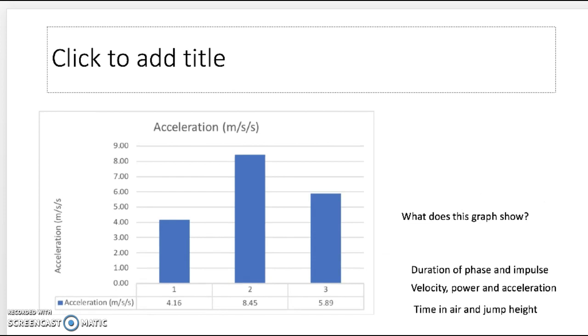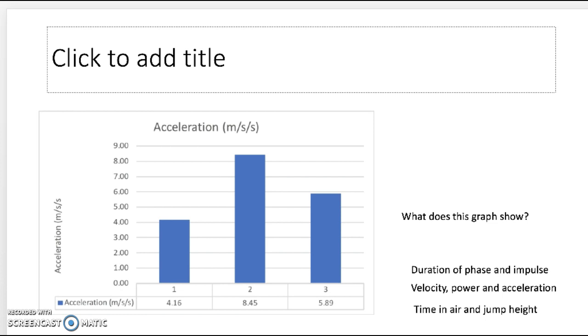Acceleration. So as you can see, player number 1 is the lowest score, 4.16 meters per second. The largest score was 8.45 meters per second, and the mean was 5.89 meters per second.